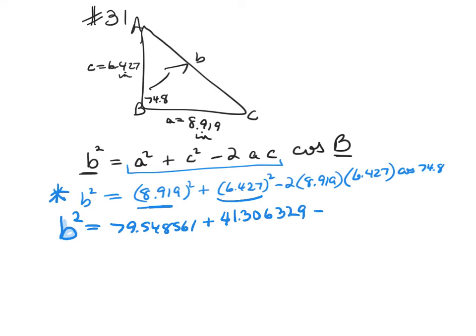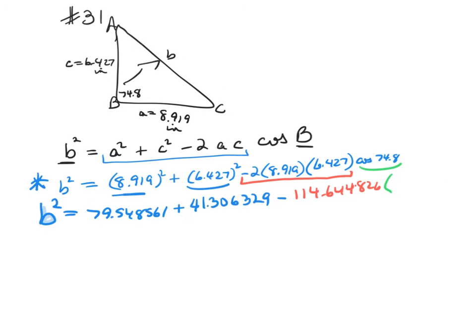Next thing I'm going to do is just multiply these 3 numbers. So I'm going to do -2 times 8.919 times 6.427. And I get 114.644826. I also need to do the cosine of 74.8, which gives me 0.2621891786. So now what I need to do is I'll multiply these two, and then I can add that total to these two. So let me go ahead and just multiply this.